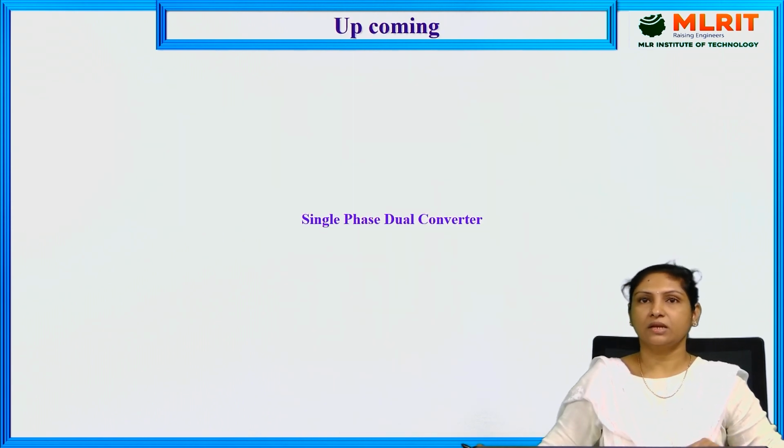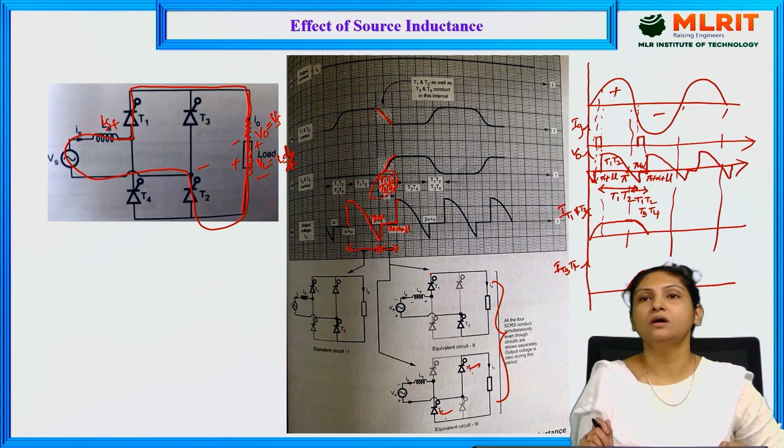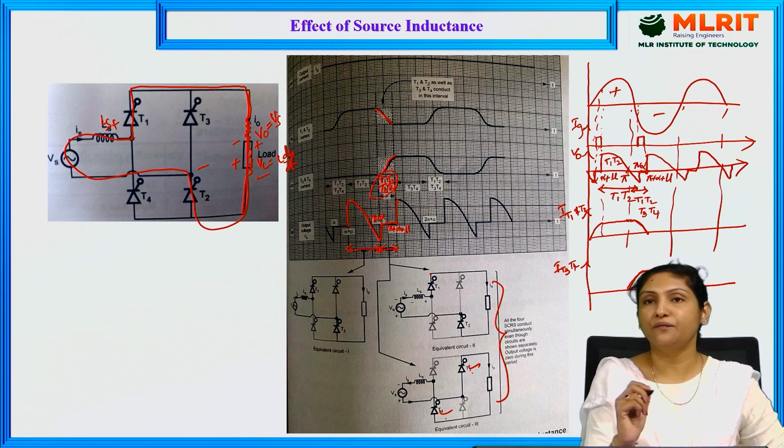And in the next lecture, we will be seeing the single phase dual converter. And before which, let me derive the expression for V0 average for this particular circuit, if source inductance is considered.